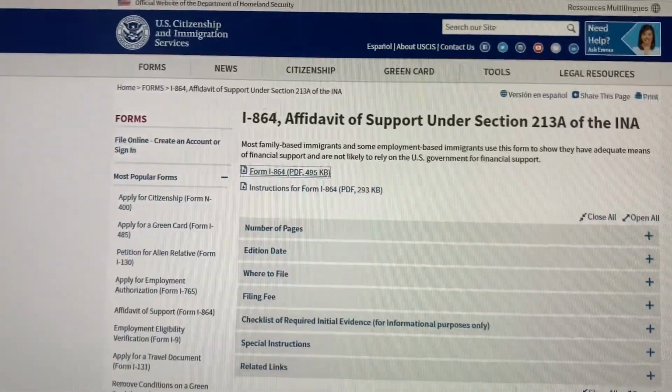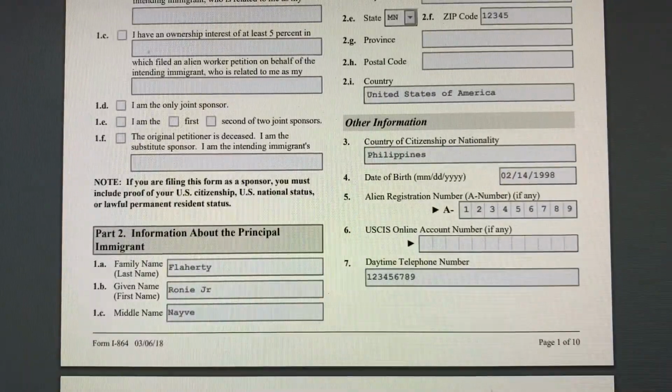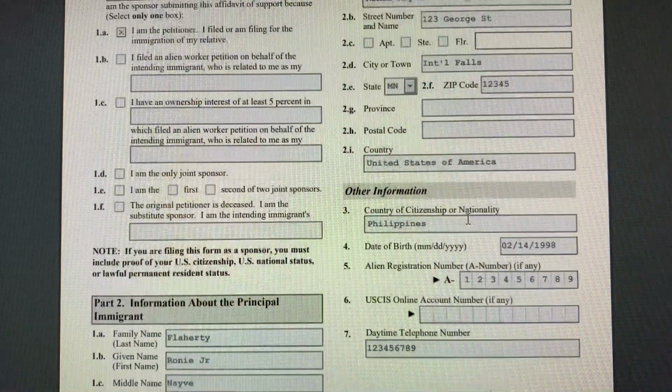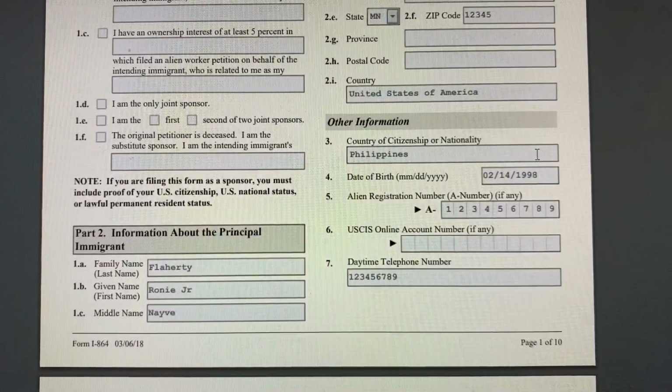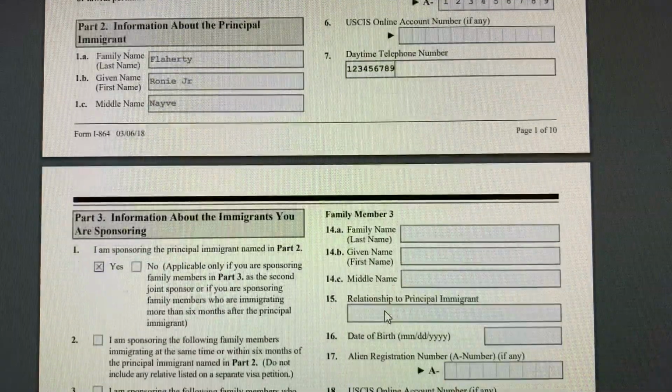And moving on. So yeah, this is very important. Don't forget to put your alien registration number here so that it's easy for them to retrieve your information. And this is optional: if you have a USCIS account number or a telephone number, don't forget that.